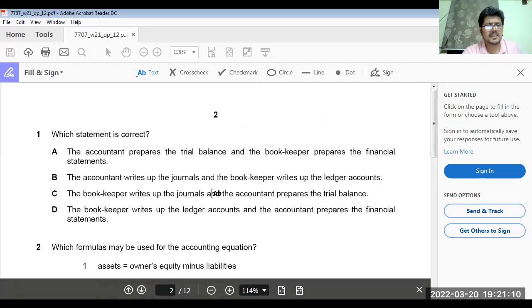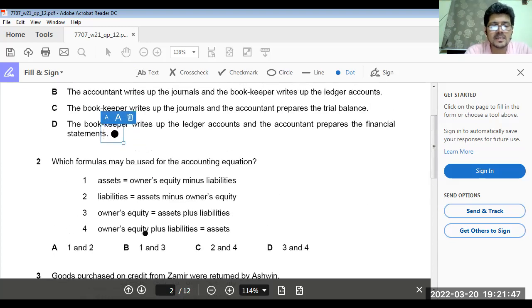Which statement is correct? The accountant prepares the trial balance and the bookkeeper prepares the financial statement. No, the bookkeeper is not responsible to prepare any financial statement, so this cannot be the answer. The accountant writes up the journal? No. The bookkeeper writes up the journal, accountant prepares the trial balance. No. The bookkeeper writes up the ledger account and the accountant prepares the financial statements. Yes, this is the answer. D option is the answer.